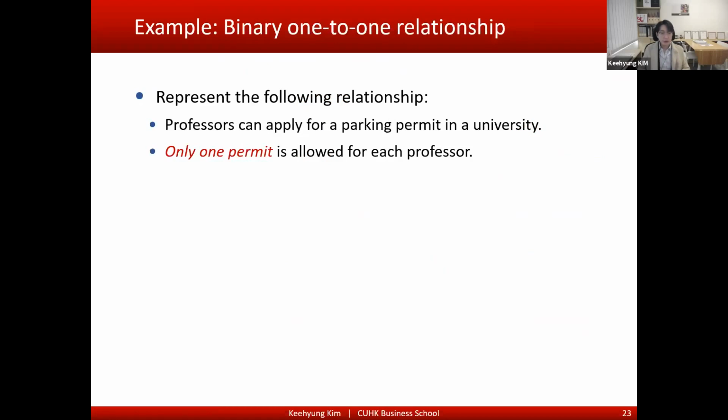Okay, let's look at the next one. So let's talk about binary. Let me show you some examples of binary relationship and different cardinality type. Earlier, I gave you this example, right? Professor apply for a parking permit in a university.